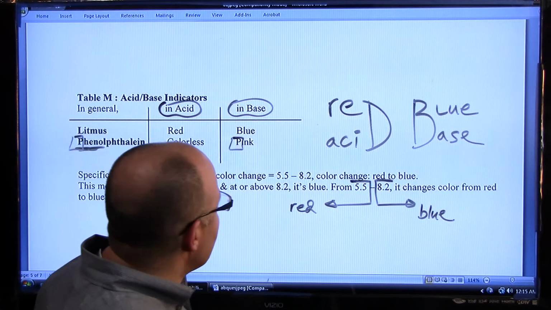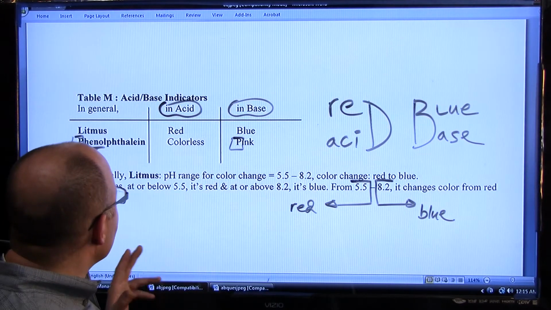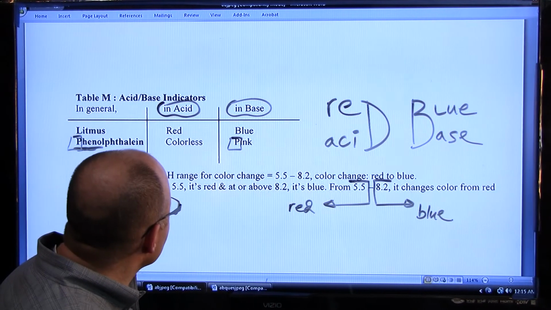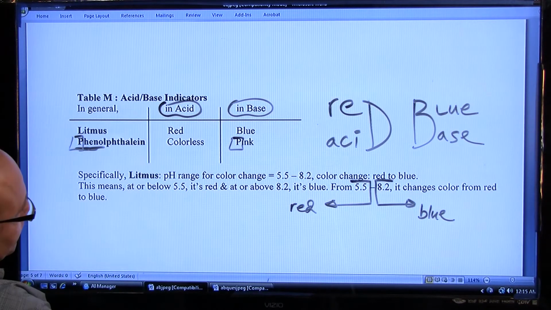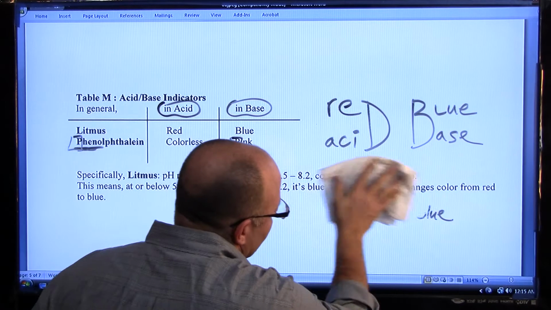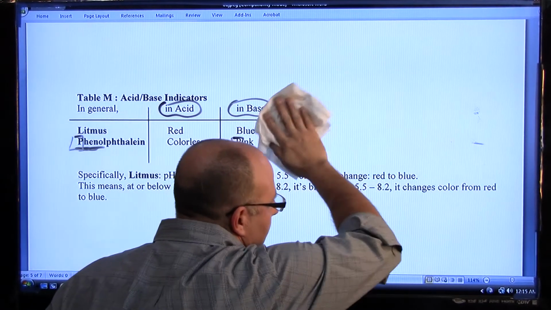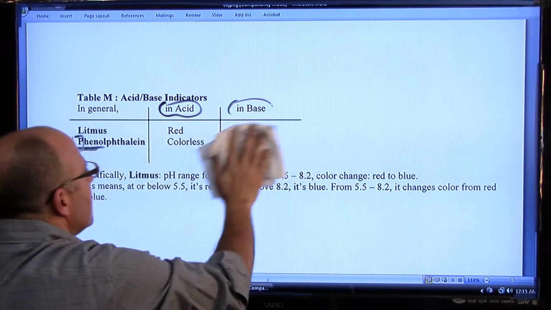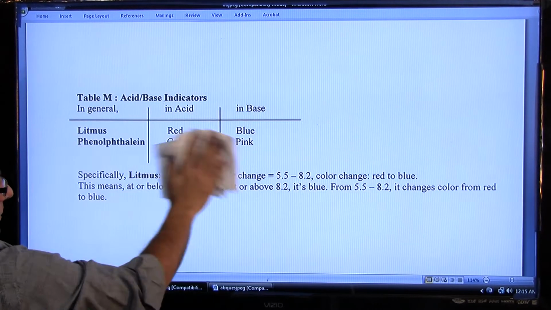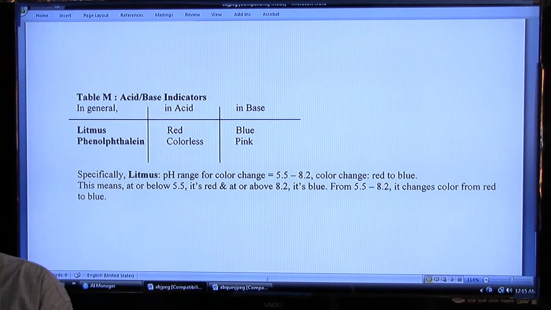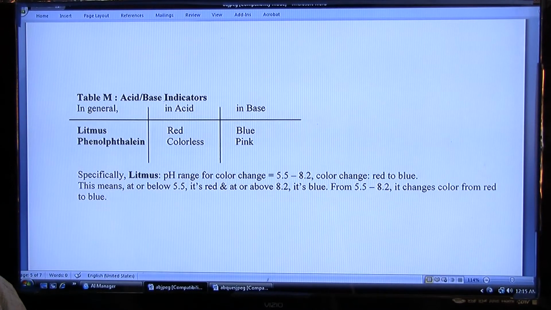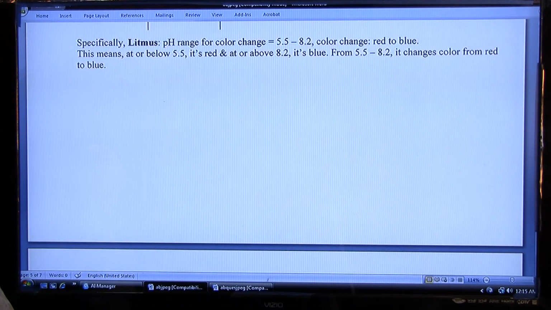Now students always ask, well, what about in between? Well, in between is where it's changing color. And they rarely ask you about that. Of course, we use indicators. If you recall, you probably used an indicator in an acid-base titration lab. And it was probably phenolphthalein that you used. So let's talk about that.